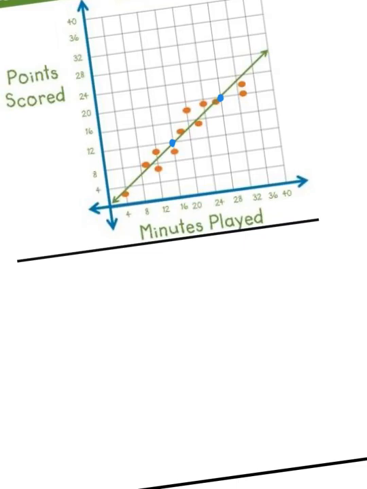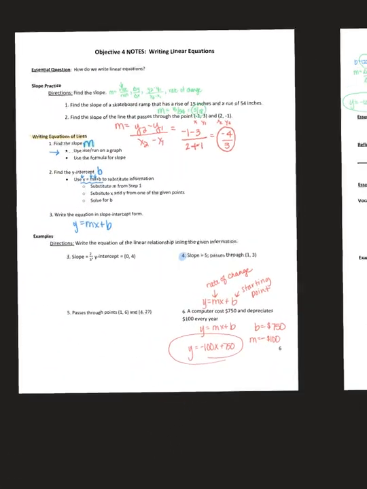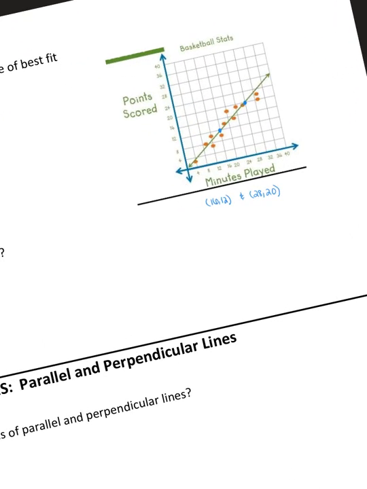So 16, 12 is the first coordinate. So 16 minutes played, 12 points scored. And I'm going to use the coordinate 28, 20. And what I would like you to do now is go ahead and write an equation for that line using those 2 coordinates. And remember that we did an example just like this. I think it was number 5. Yeah, number 5. So you can go back to number 5 if you need a reference for doing this one.